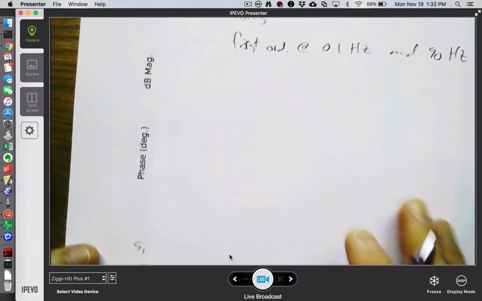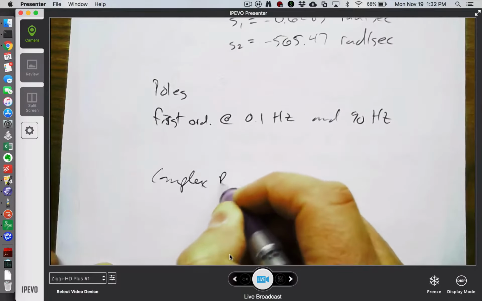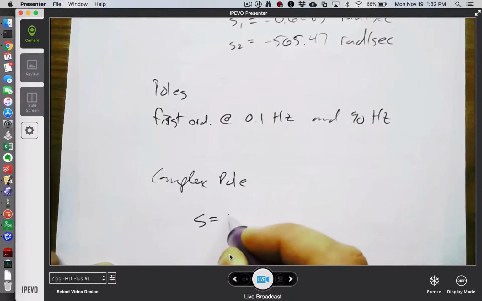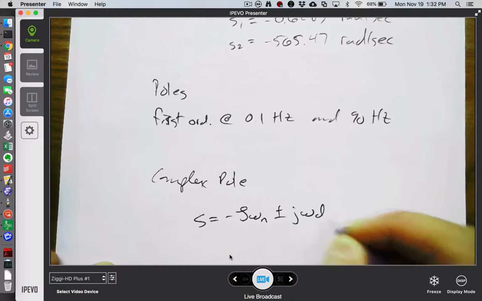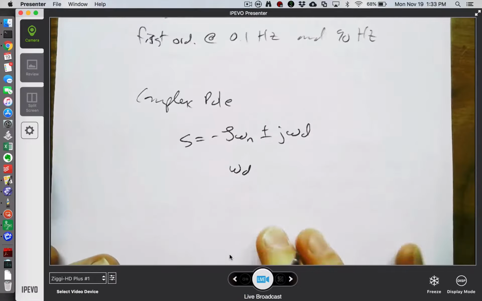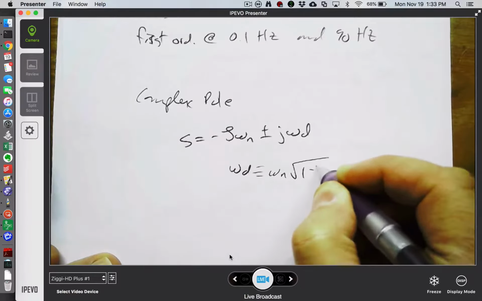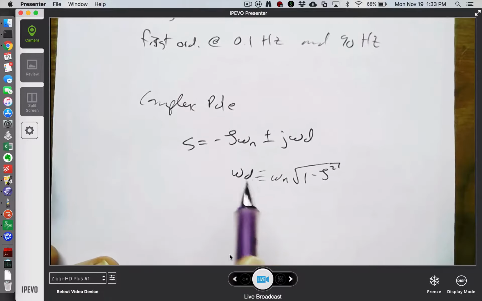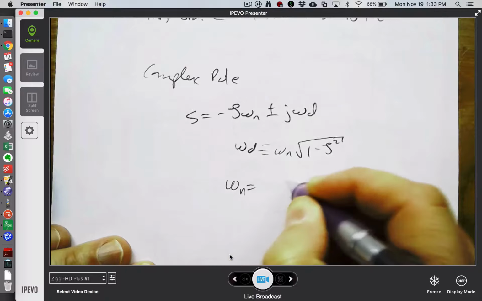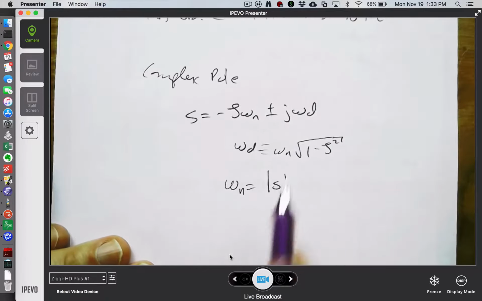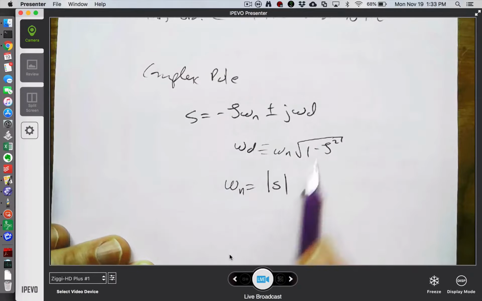And then, as I said, the real part of the pole is, let me just write this down because I've said it a couple of times now. We're saying that for a complex pole, S is equal to a negative zeta omega n plus or minus j omega d, where omega d is defined to be omega n times the square root of 1 minus zeta squared. So if I know omega n already, and we're saying that omega n is equal to the magnitude of S, which you could verify by squaring that and adding them together and making this substitution.